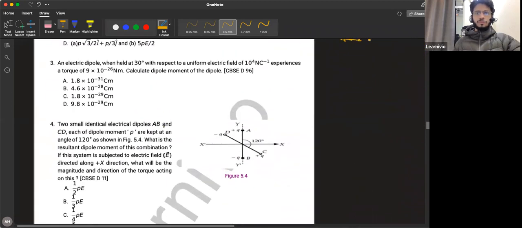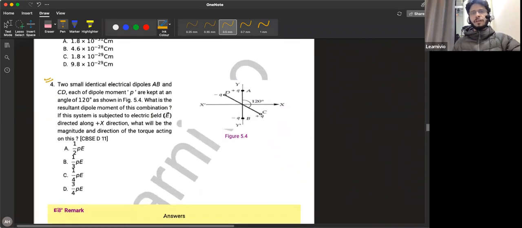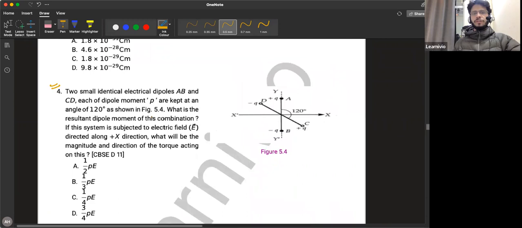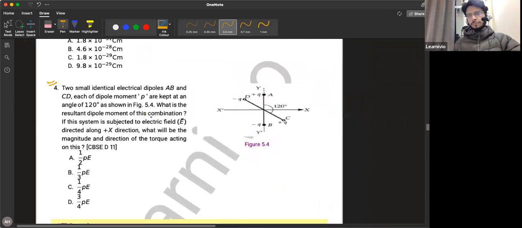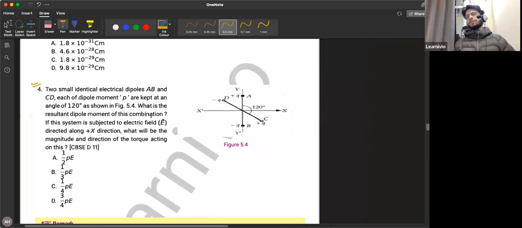So this question is very important. This is from the PYQ of CBSE. Again, just read this question. Draw a rough sketch. Write down the given terms and try to write down the formula or the concept that we'll be using.